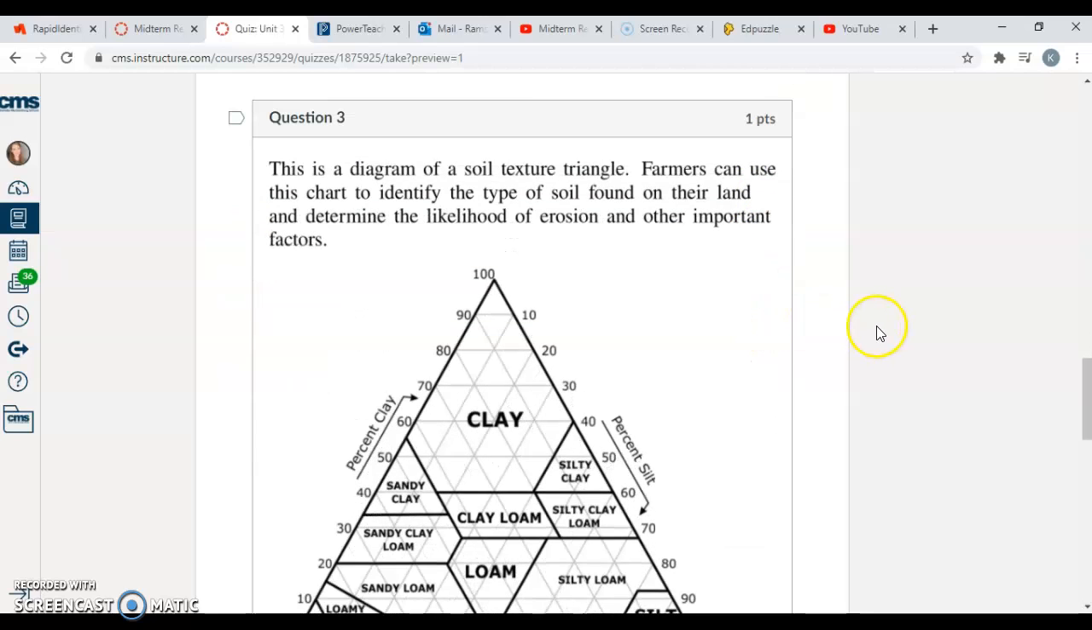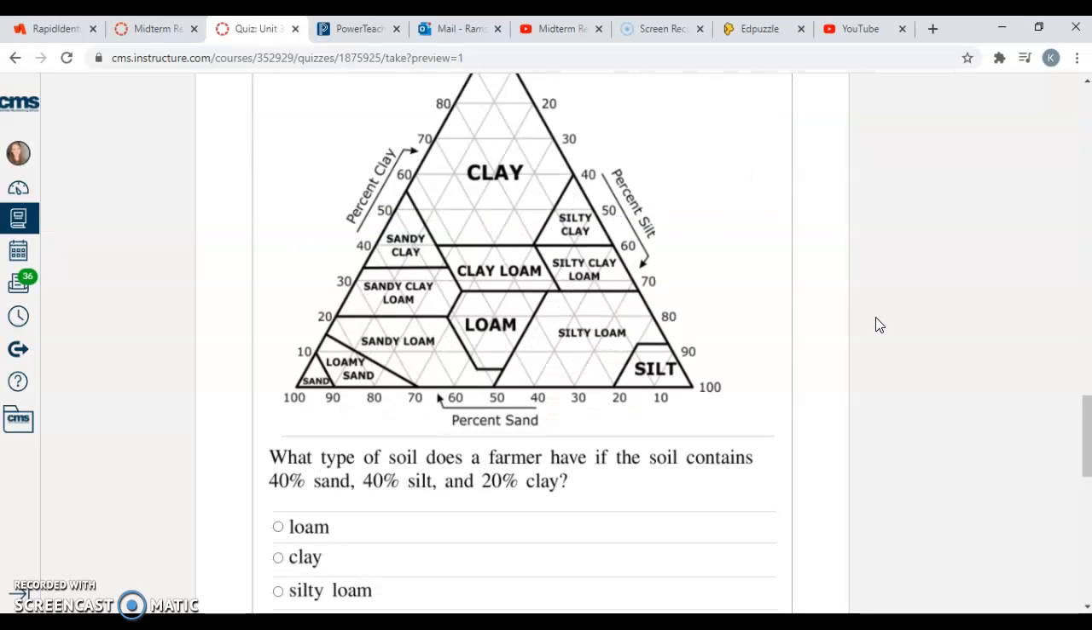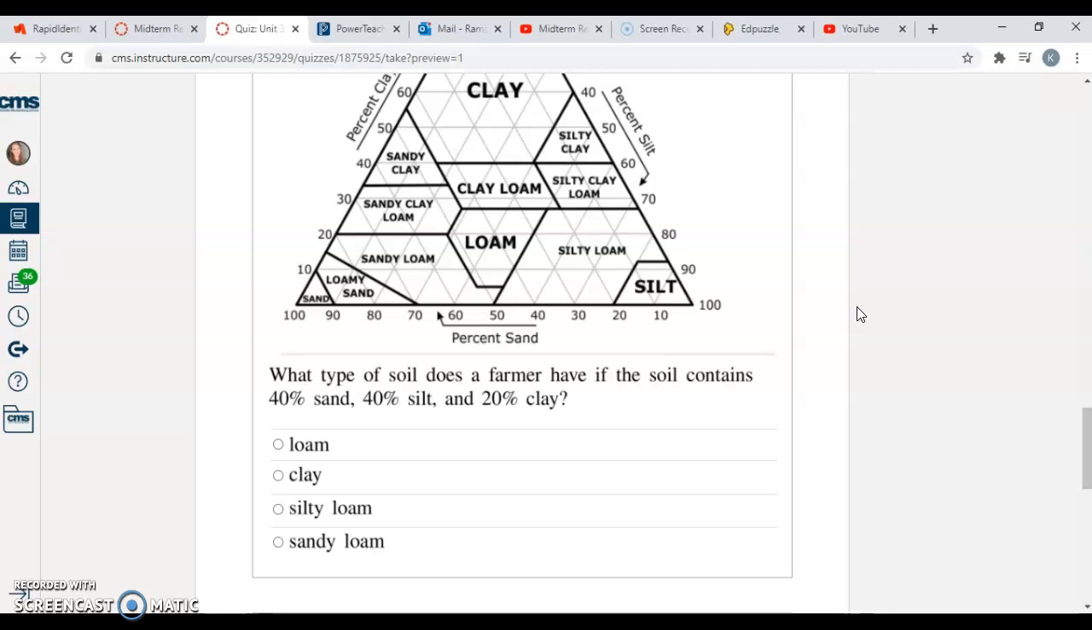Question 3 says, this is a diagram of a soil texture triangle. Farmers can use this chart to identify the type of soil found on their land and determine the likelihood of erosion and other important factors. So it says, what type of soil does a farmer have if the soil contains 40% sand, 40% silt, and 20% clay? Now on this one, remember, we have to draw the arrows accordingly based on the composition of the soil. So remember, clay is our smallest particle, sand is our largest, and then silt is kind of that Goldilocks in between.